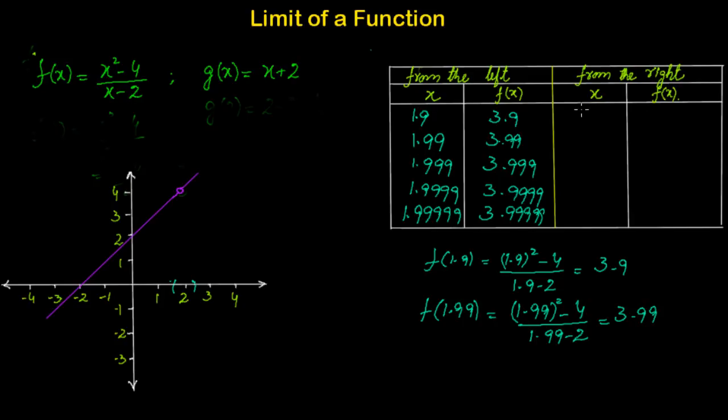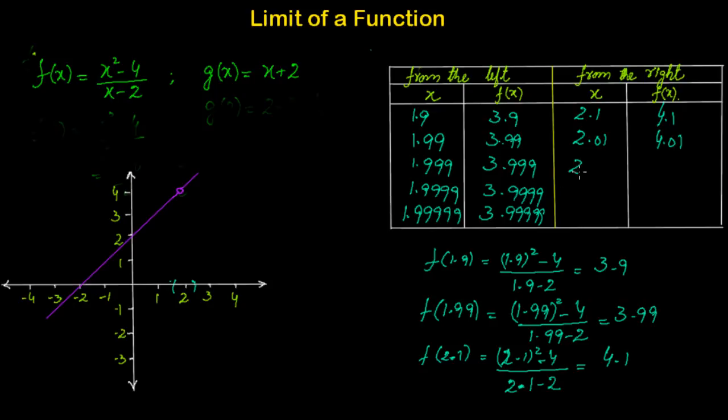As a first point, we'll be taking 2.1. When we look at f of 2.1, it will be just 2.1 whole square minus 4 divided by 2.1 minus 2. When you calculate it, it will come out to be 4.1. So the function value at this point is 4.1. Next point we'll take is 2.01, and the function value will come out to be 4.01.